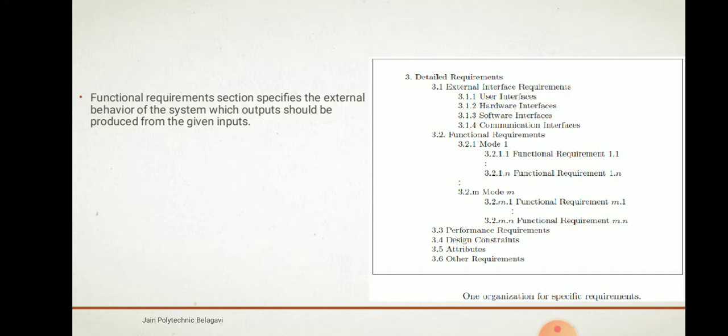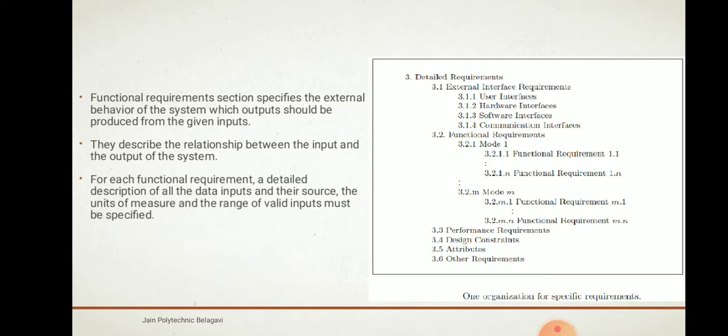Functional requirements specify the external behavior of the system, that is, what output should be given for the given inputs. So it will provide the external behavior of the system, how the system should behave when the output is produced on the screen. They describe the relation between input and output of the system.